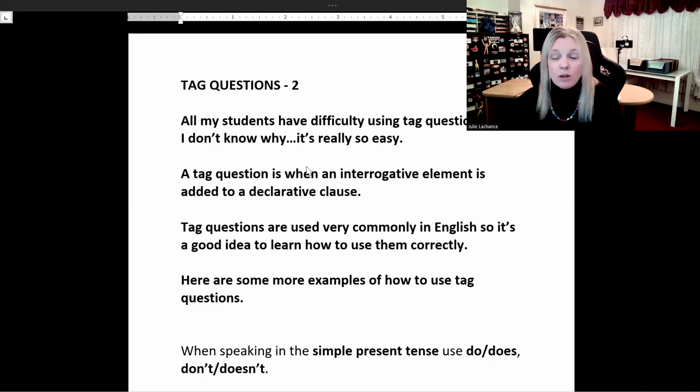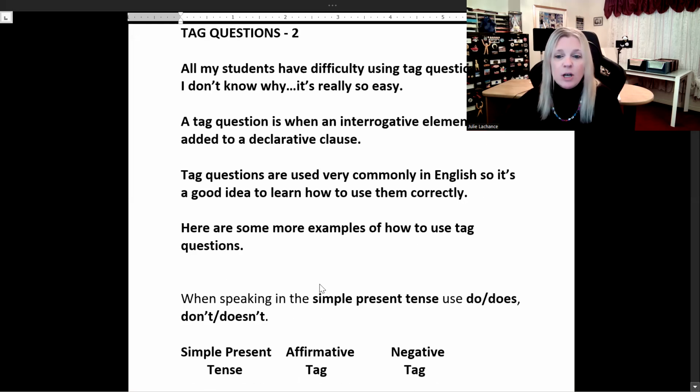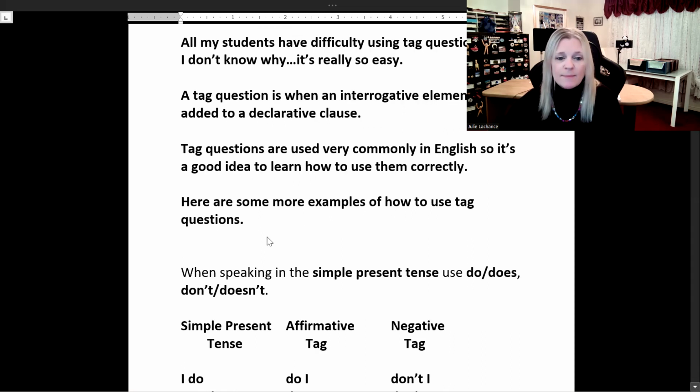Okay, so you also know that all of my students have difficulty using tag questions. I don't know why. It's really so easy. A tag question is when an interrogative element is added to a declarative clause, right? You know that. Tag questions are used very commonly in English, so it's a good idea to learn how to use them correctly. Here are some more examples of how to use tag questions.